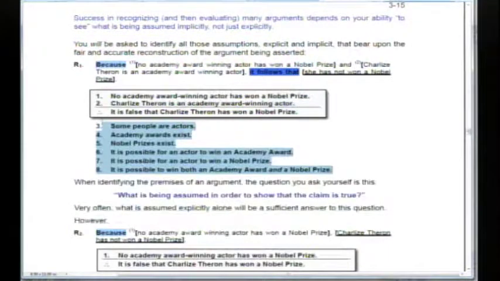But in this case, when the argument is, no Academy Award-winning actor has won a Nobel Prize. Charlize Theron is an Academy Award-winning actor. It is false that Charlize Theron has won a Nobel Prize. I don't need to identify these implicit assumptions, that 3, 4, 5, 6, 7, and 8, in order to reveal the logical structure of the argument, because the reasonableness of the argument doesn't hinge upon my identifying these implicit assumptions.